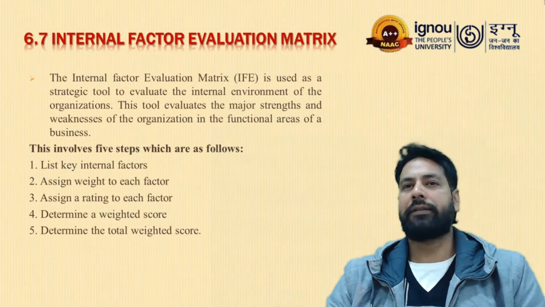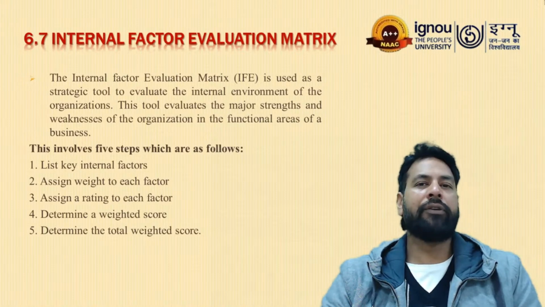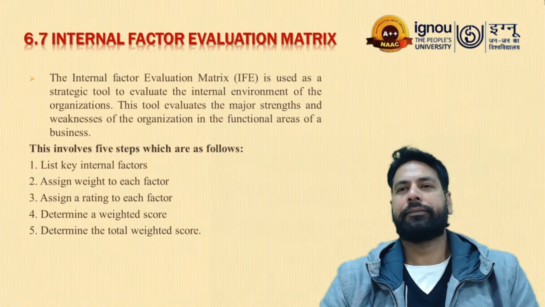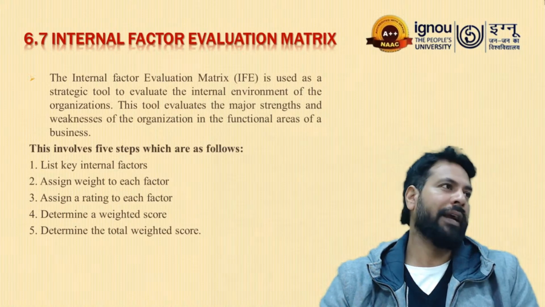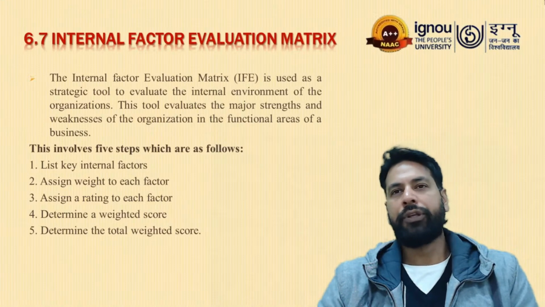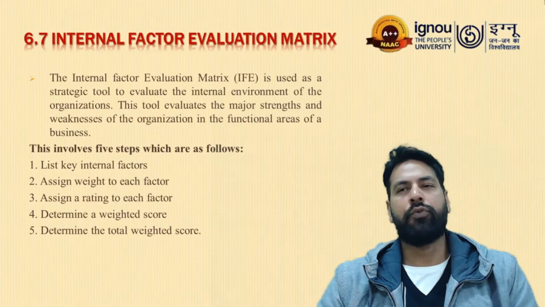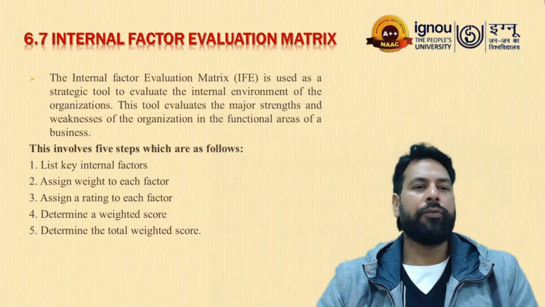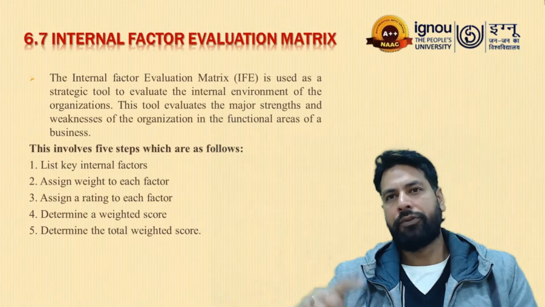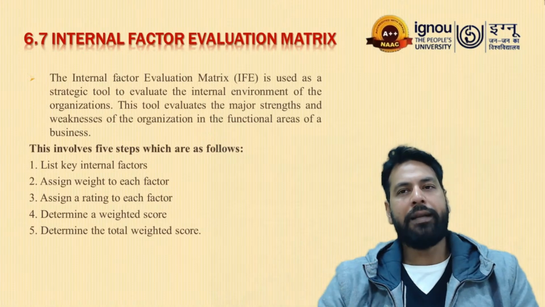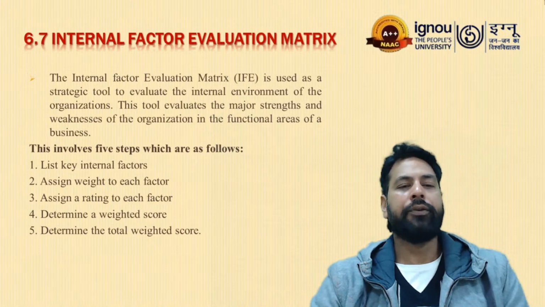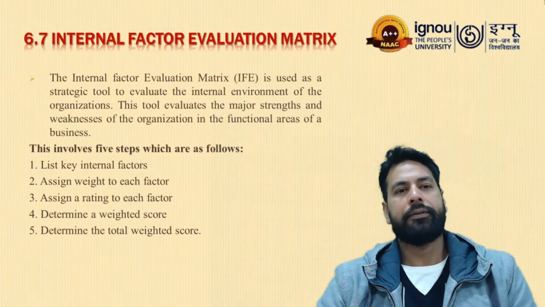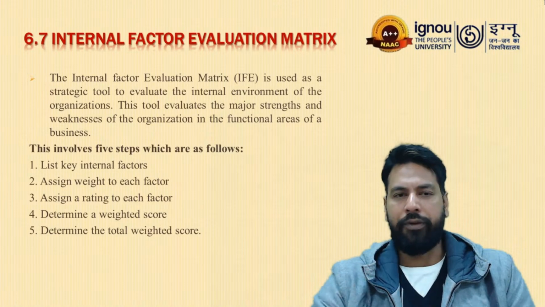Now, the internal factor evaluation matrix. The way we did the external factor evaluation matrix, it is the same over here. List key internal factors. It can be 5, 6, 10, whatever. Assign a weight to each, from 0 to 1. Assign a rating to each factor from 1 to 4. You multiply them and then do a summation. You add it and finish up. So it is the same as the external factor evaluation matrix.